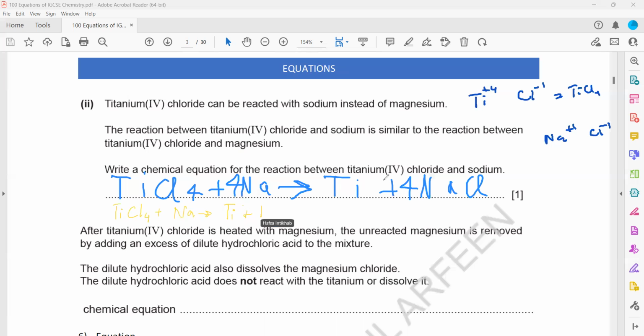Now the second part is balancing the equation: first completing, and then balancing. So we have 4 chlorides, so we put 4, and chlorine is balanced. Then we have 4 sodium, so 4, that is also balanced. So putting 4 here will balance chlorine, sodium and titanium.